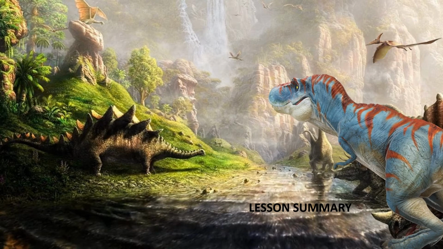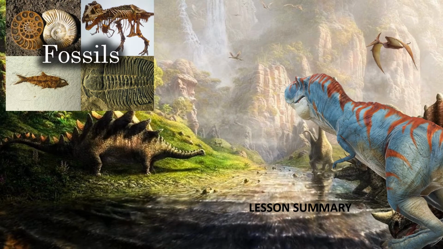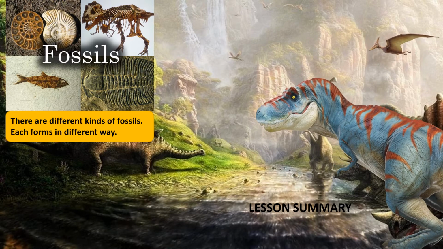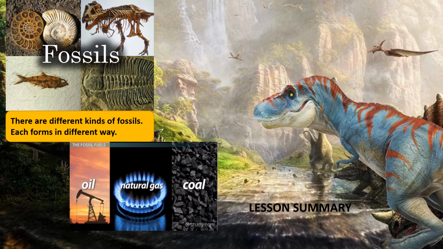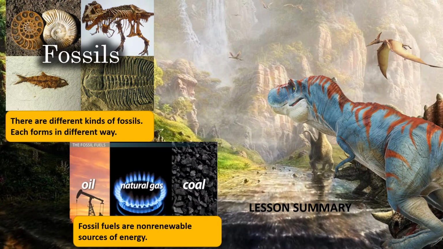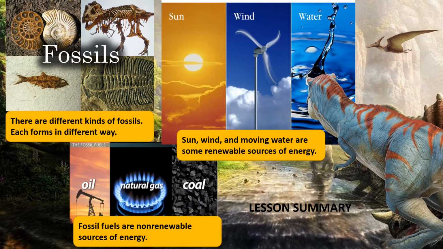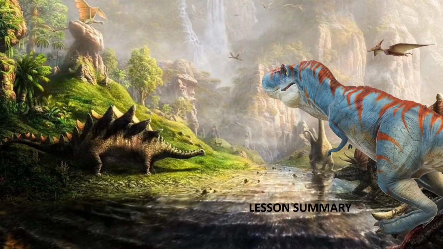Let's have a summary of today's lesson. There are different kinds of fossils. Each forms in different ways. Fossil fuels are non-renewable sources of energy. Sun, wind, and moving water are some renewable sources of energy.